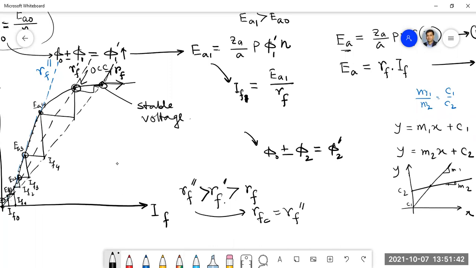And if we increase the field resistance further, then what will happen? We are increasing this further. That is RF3, RF triple prime. What will happen now? We will get an unstable voltage point or something else. No, sir, there is no intersection, so there will be no. Correct. So there will be no interception.